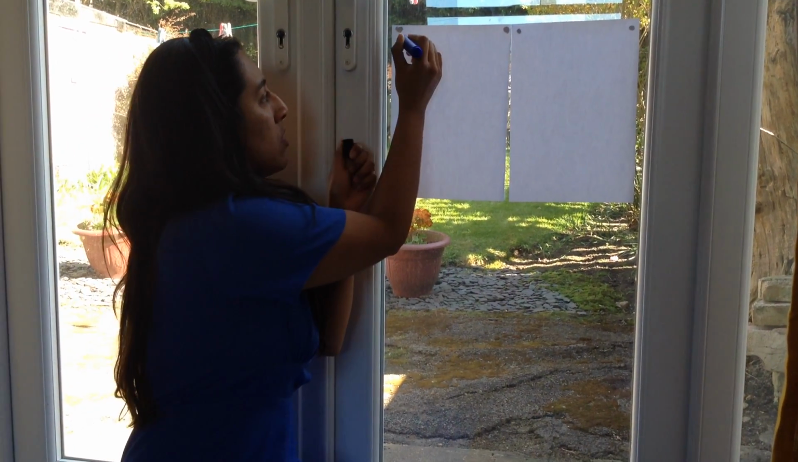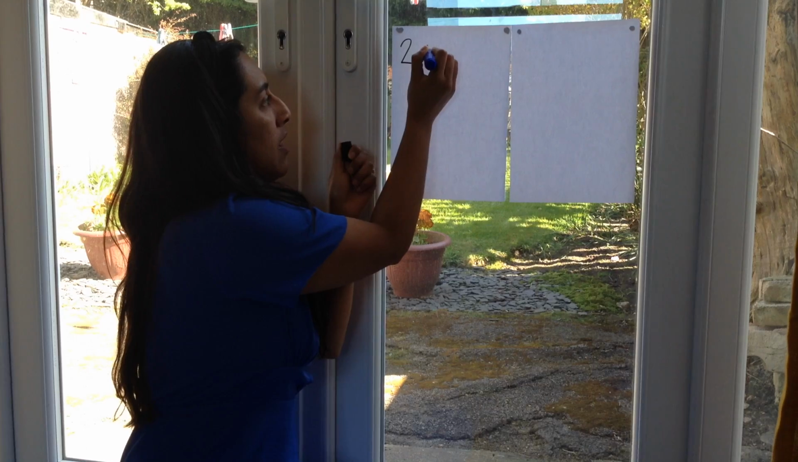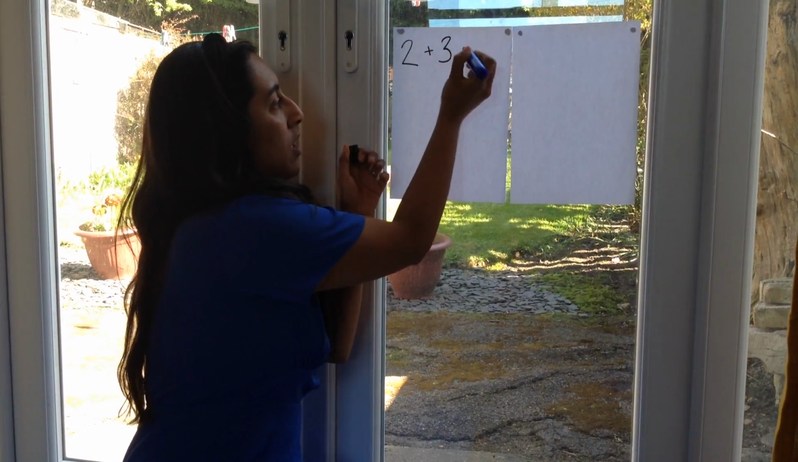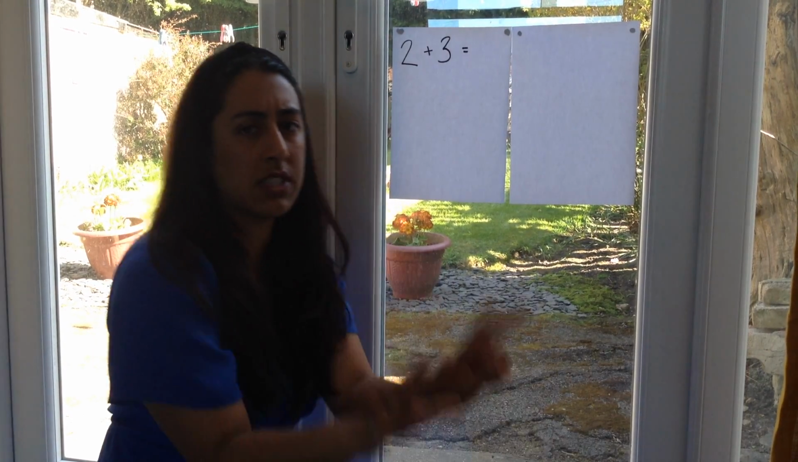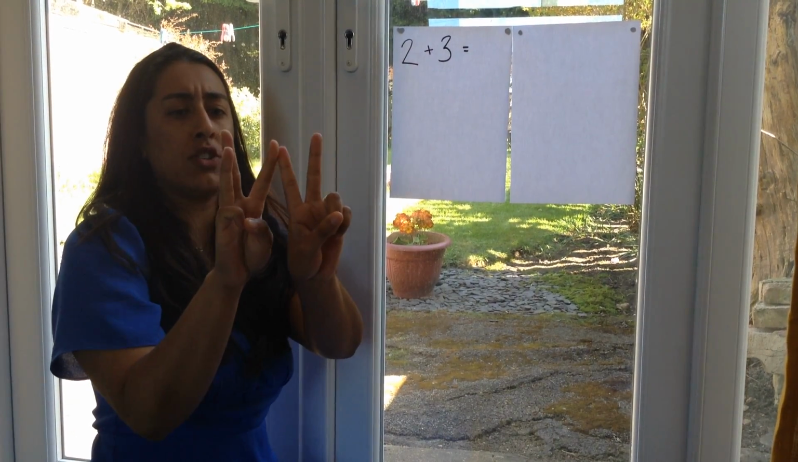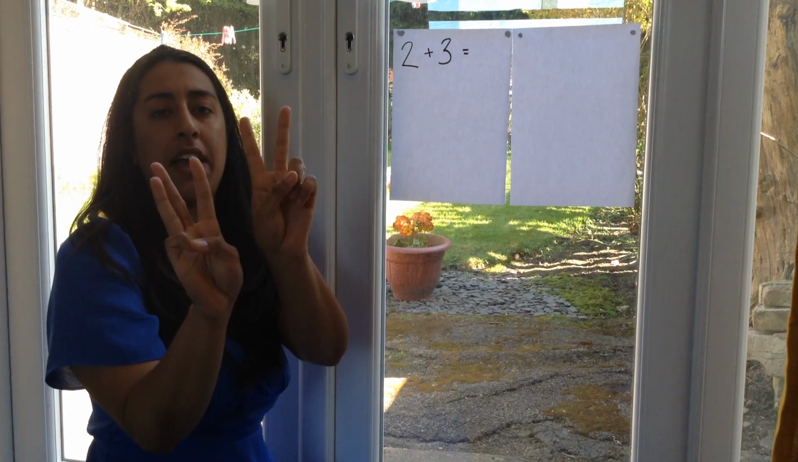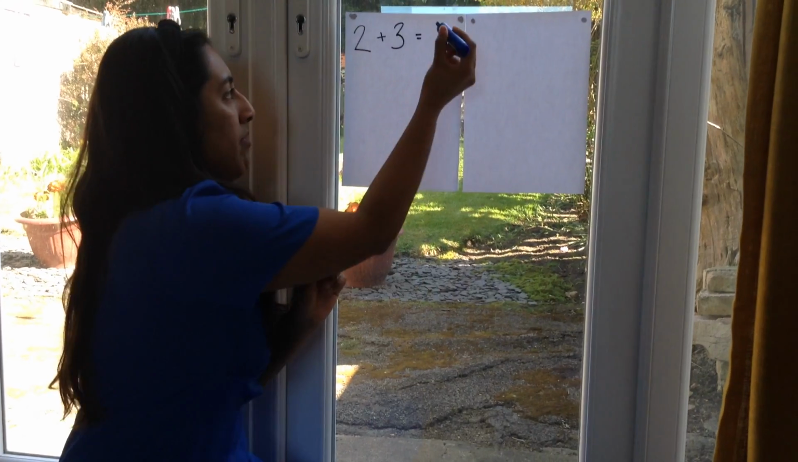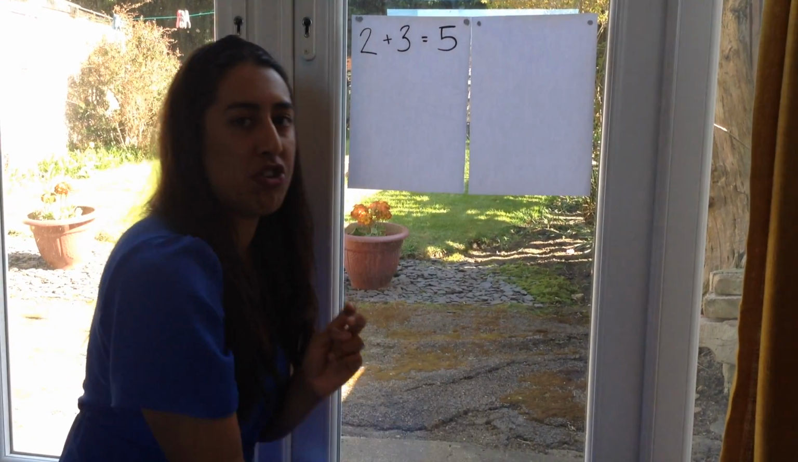And I'm going to write that down when I do it as well. So I've got 2 here. I'm going to draw 2, add 3 equals, how many did we have all together? 1, 2, 3, 4, 5. 2 add 3 equals 5. Fantastic. Okay, are we ready for another one?